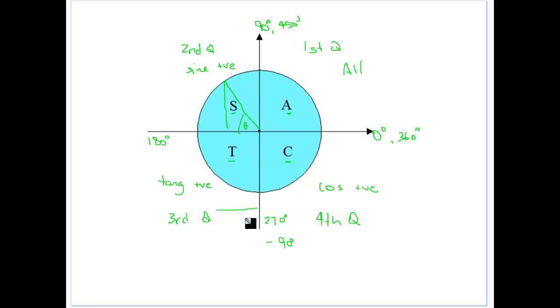And between 180 and 270, tangent is going to be positive because sine and cosine will both be negative, for the same reasons. Then between 270 and 360, cosine is the one that's positive, because we have positive x and negative y involved. So cosine's the only positive one, and tan and sine are negative.